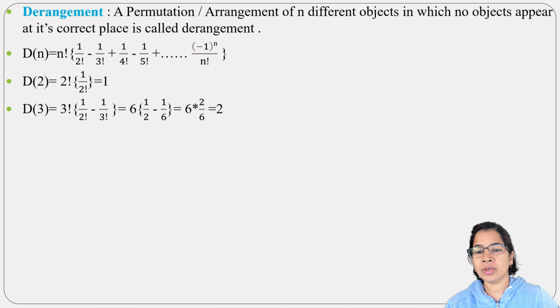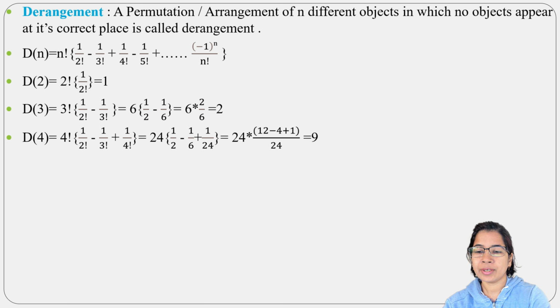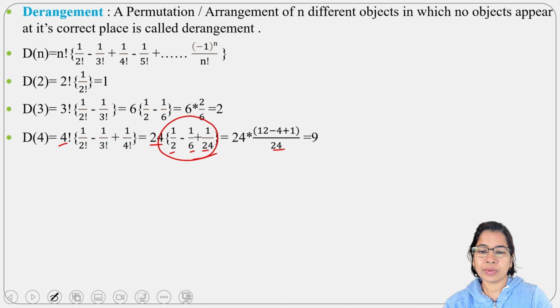Next, D of 4. D of 4 equals 4 factorial multiplied by 1 divided by 2 factorial minus 1 divided by 3 factorial plus 1 divided by 4 factorial. So this 4 factorial value is 24. 1 divided by 2 factorial is 1 by 2. 1 divided by 3 factorial is 1 by 6. Now simplify this. So 24 here, 2 multiplied by 12 is 24. 6 multiplied by 4 is 24. Now 12 minus 4 plus 1. These two 24 will be cancelled. It's 8 plus 1, which is 9. So D of 4 equals 9.